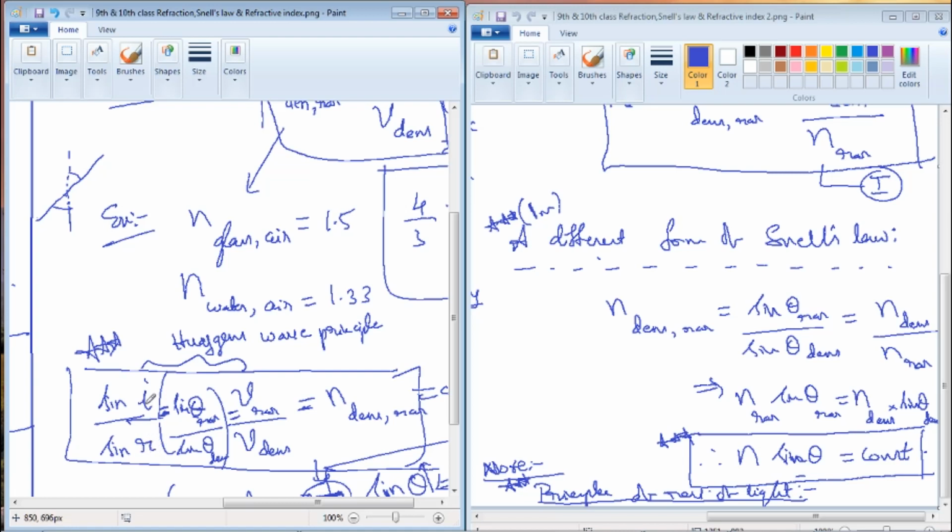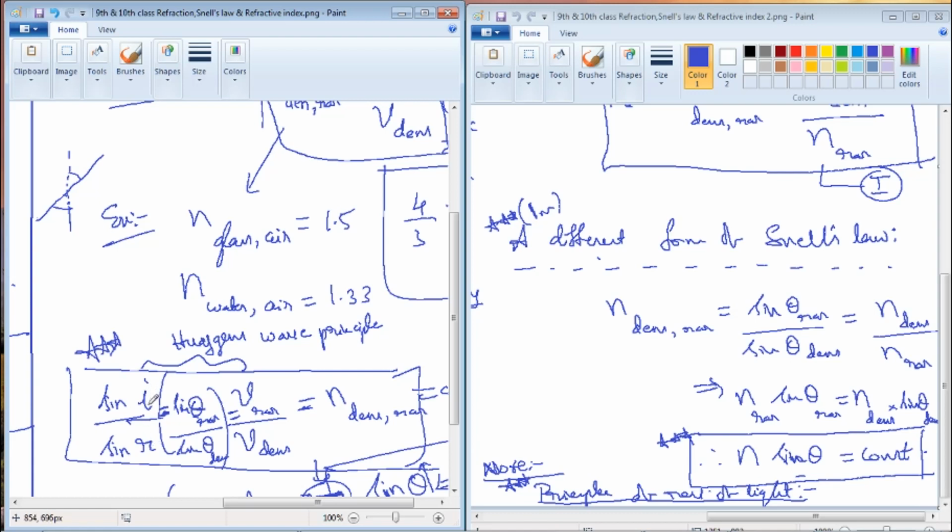Whether the light ray is going from rarer to denser or denser to rarer, the same symbols are used. Now what is the speciality of this? If we consider this angle as the angle of incidence and this as the angle of refraction, when the light ray is going from rarer to denser, definitely this is true. But if it's going from denser to rarer, the angle in the denser medium we are taking with the same symbol R, and the angle in the rarer medium we are again taking with the same symbol I.